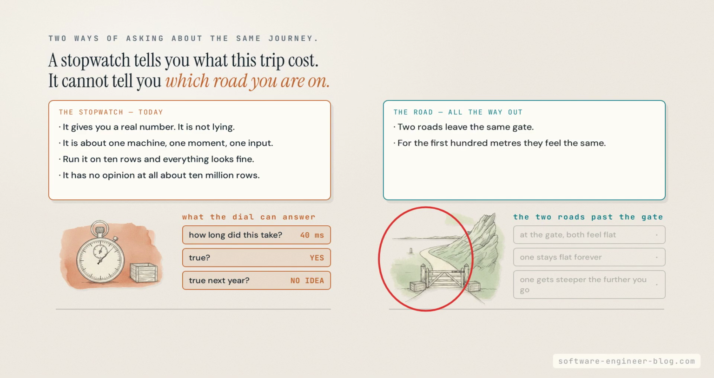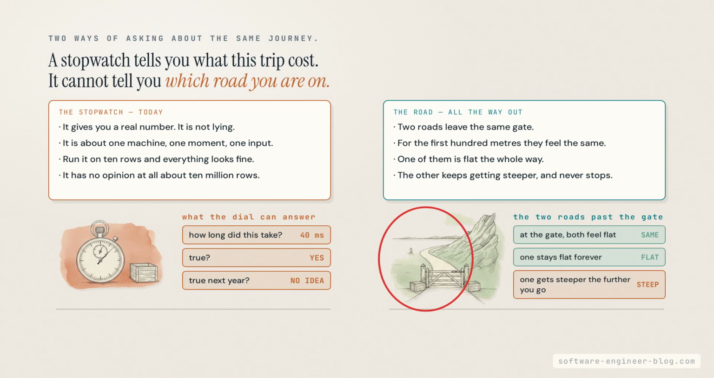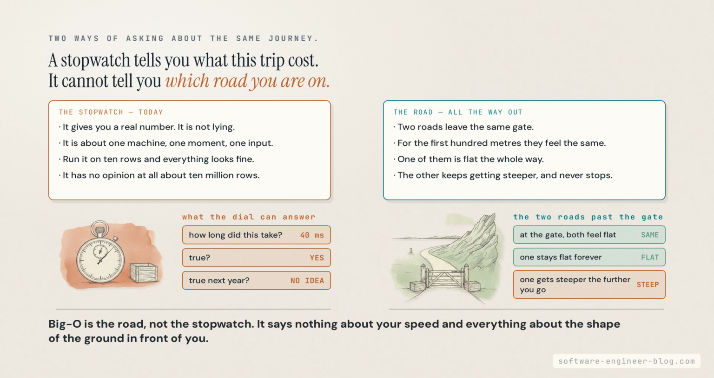Now think about a road. 2 roads leave the same gate. For the first 100 meters, they feel exactly the same. One of them is flat the whole way to the horizon. The other one climbs, and it keeps getting steeper, and it never stops getting steeper. Big O is the road, not the stopwatch. It says nothing about your speed. It says everything about the shape of the ground in front of you.